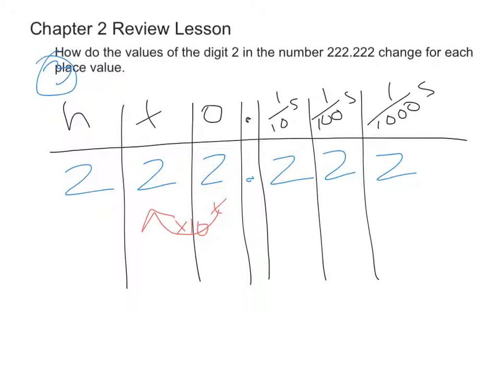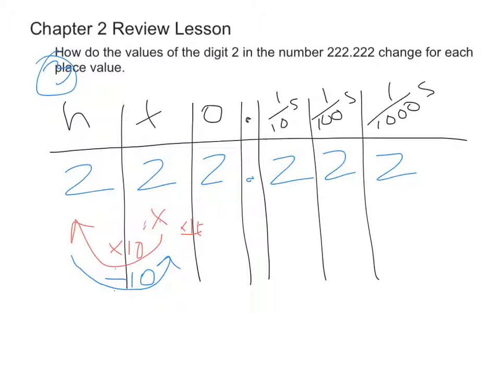Now, if I start with the 2 in the tens place, that 2 is worth 20. If that 2 were over here in the hundreds place, I'd have to take 20 times 10 to get to 200. Again, that's 10 times greater. If I went in the opposite direction, I had 200. To get from 200 to 20, I'd have to divide by 10, making it 10 times less.